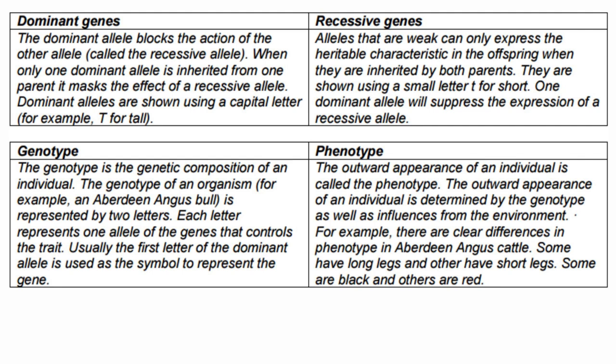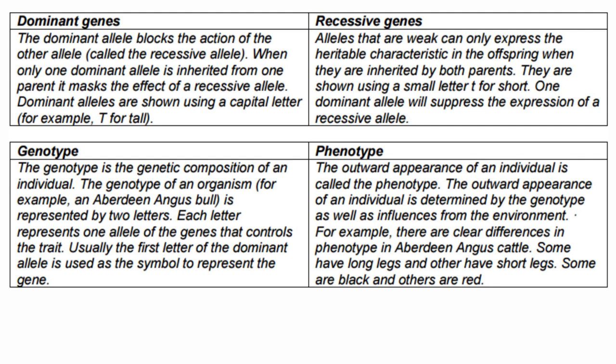Genotype, phenotype. The genotype is the genetic composition of an individual. The genotype of an organism, for example an Aberdeen Angus bull, is represented by two letters. Each letter represents one allele of the genes that control the trait. Usually the first letter of the dominant allele is used as the symbol to represent the gene.